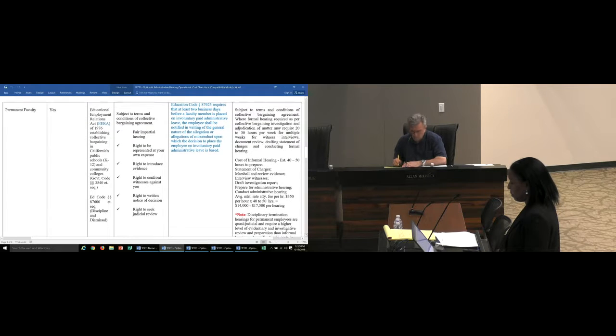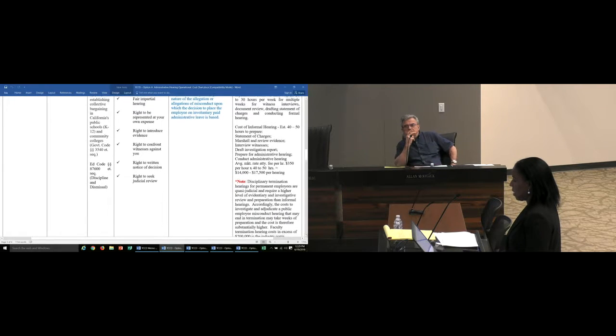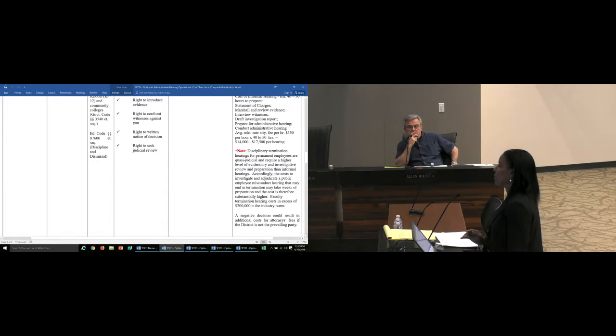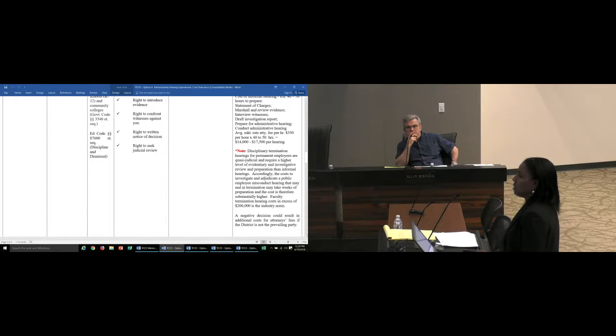And the disciplinary termination hearings would have a higher investigative cost. Those can cost as much as $200,000. You guys probably haven't had a whole lot of those, but they can have a huge cost impact. And that's where you are now.